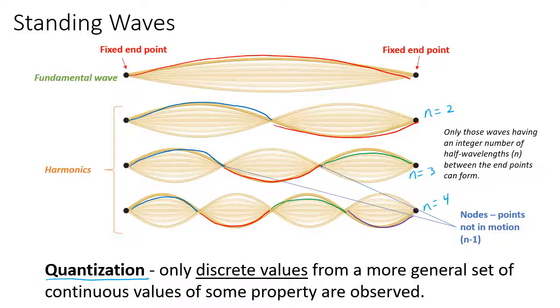Also notice all of the three harmonics also have nodes, points that are not in motion. This would be an example of a node, as well as here and here. So when n equals 2, there was only one node. When n equals 3, there were 2 nodes. And when n equals 4, there's 1, 2, 3 nodes, or 3 points where the wave is not in motion.